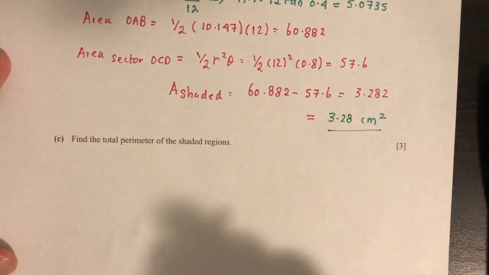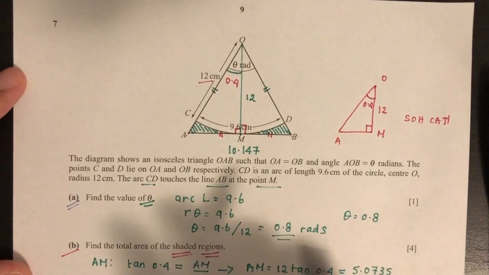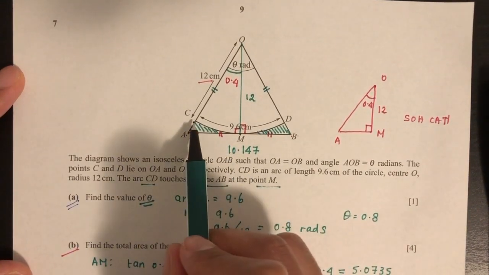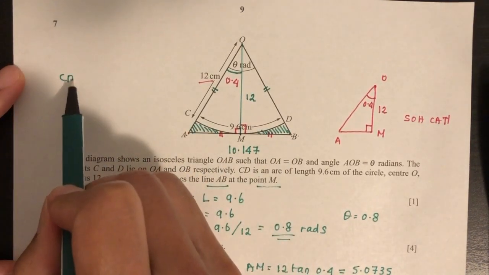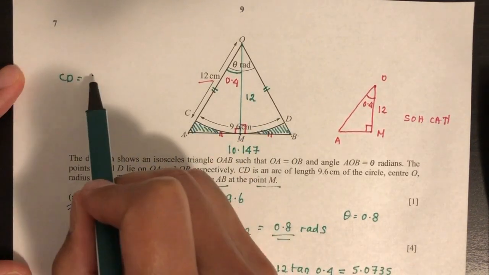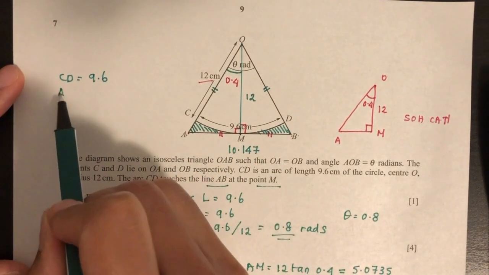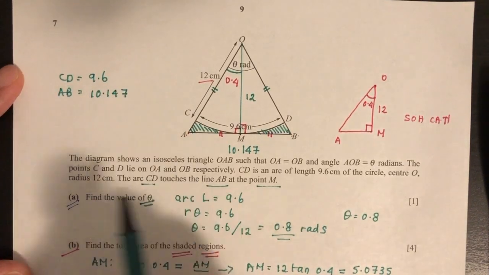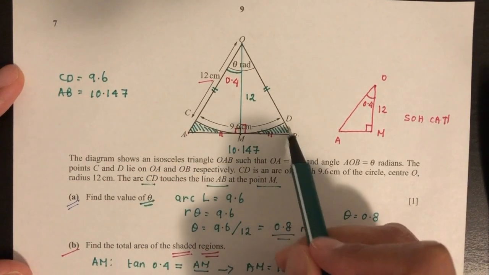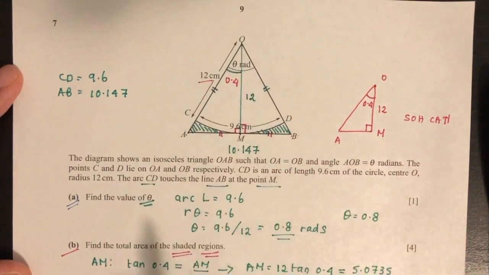Now part C, find the total perimeter of the shaded region. So by observation, let's see how many sides we have for this region. So here we have this, which is CD. As you can see, it is 9.6. It is given to us. Now we know AB is given by 10.147. Now what is this length? What is AC and DB? So we have to find the length of OA first to find that.